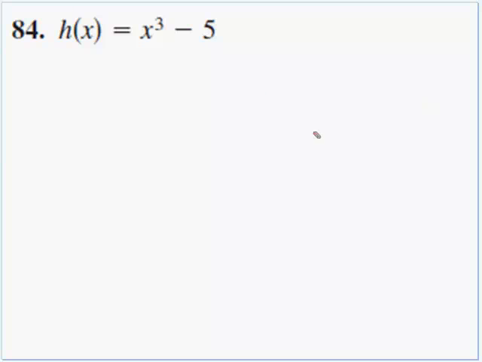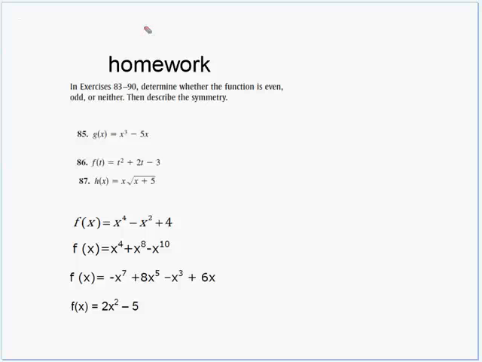And I believe that's the end here. There is a worksheet for homework. If I remember right, I don't think I put 87 on the worksheet, but the rest of them are on there. So if you don't have the worksheet, copy those down and do the test for even or odd symmetry, or neither. Alrighty, have fun.